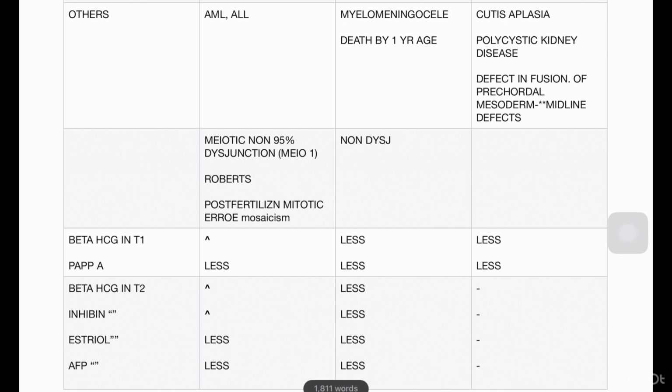So, the first box with beta HCG and pregnancy associated plasma protein, you'll check these in trimester 1, and in trimester 2, in what is called quadruple screening, you look for beta HCG in T2, inhibin, estriol, and alpha fetoprotein. Now, in Down syndrome, both beta HCG in trimester 1 and 2 and inhibin in trimester 2 are going to be elevated. Everything else is going to be lesser only.